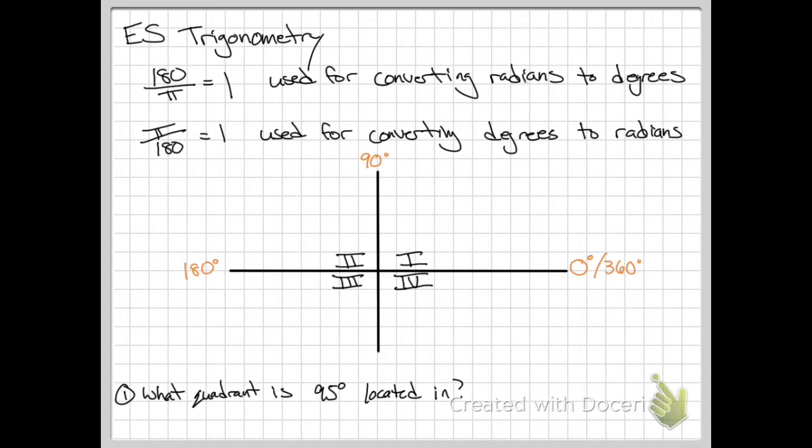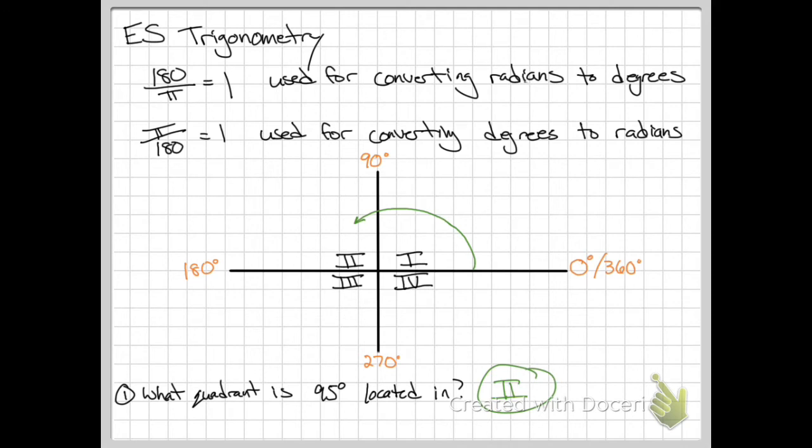So you want to know these important degree marks around the unit circle so that you can answer questions like number 1, what quadrant is 95 degrees located in? So you're going to go 95 degrees from 0 counterclockwise, because it's positive. 95, a little bit more, would land me in quadrant 2. And expect to see multiple choice with Roman numerals on the test.